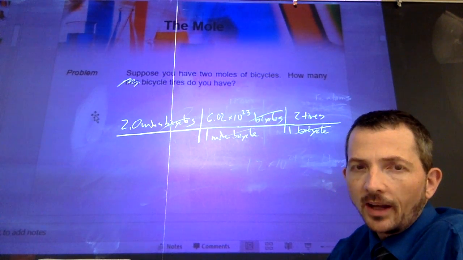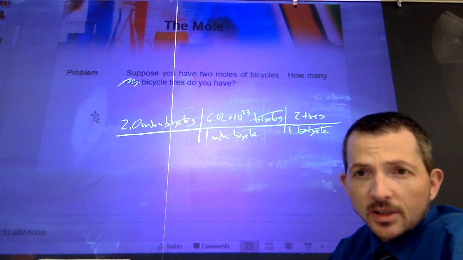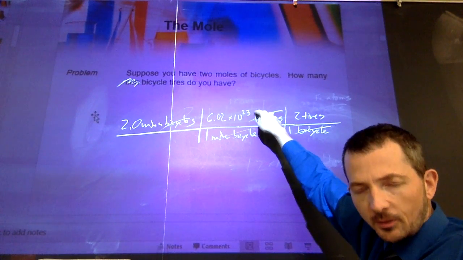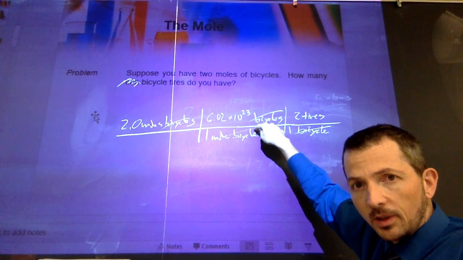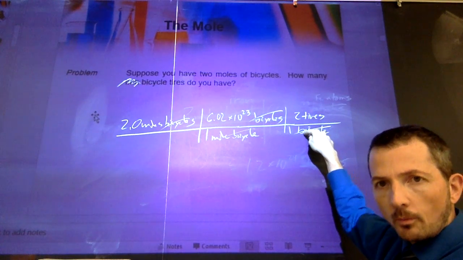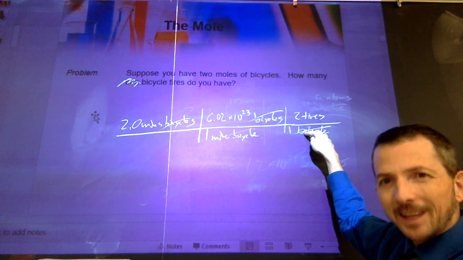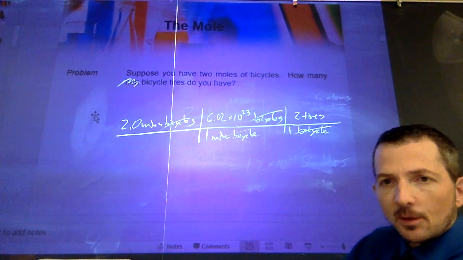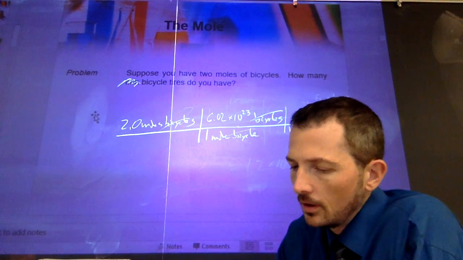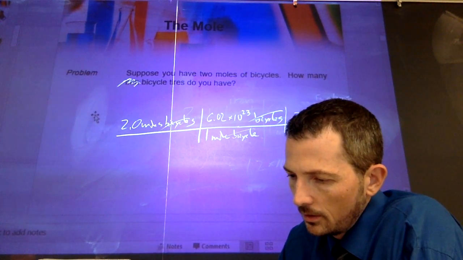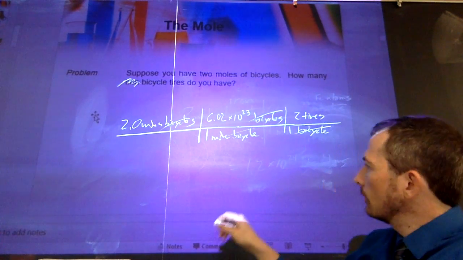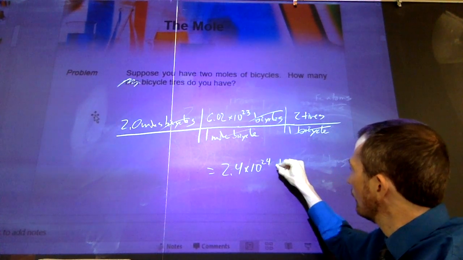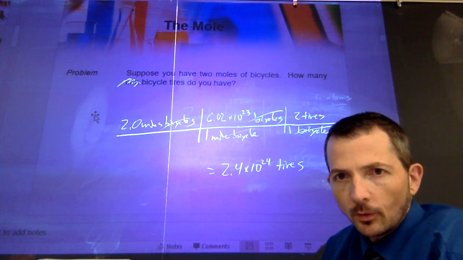If it asks, I have 2 moles of water, how many hydrogen atoms does it have? Well, I put 2 moles of water here. 1 mole of water is 6.02 times 10 to the 23rd molecules of water, because H2O is a molecule. Then in 1 molecule of H2O, I have 2 hydrogen atoms. So in 1 molecule of H2O, I have 2 H atoms. And I get how many hydrogen atoms I have. So 2.4 times 10 to the 24th tires.